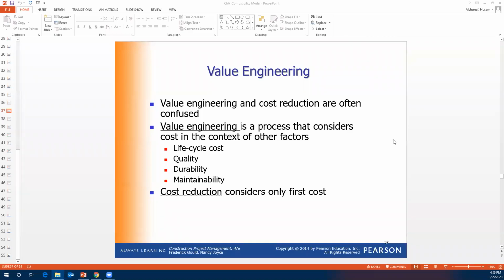Hello, everyone. We're still in chapter 6, construction services and design. This is part 6, and this lecture focuses on value engineering and how value engineering is important.